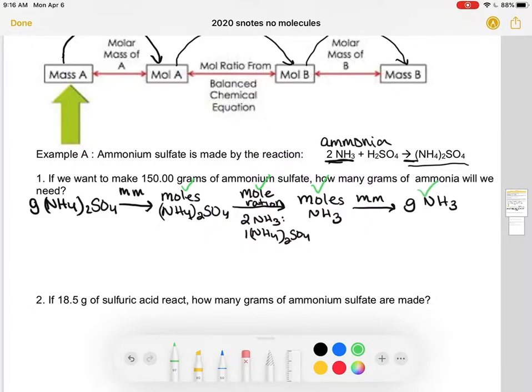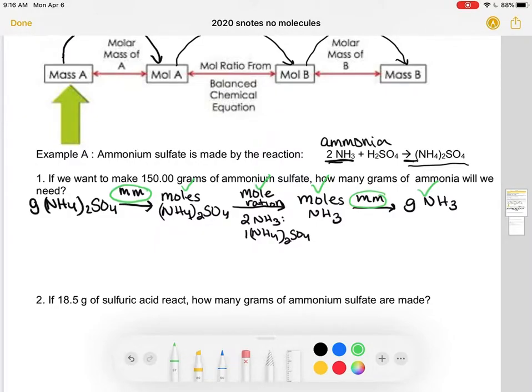So here are some things that you're going to need to know. You're going to need to know the molar mass of ammonium sulfate and the molar mass of ammonia. So you're going to need your periodic table, so if you don't have it, please pause this video and grab it.